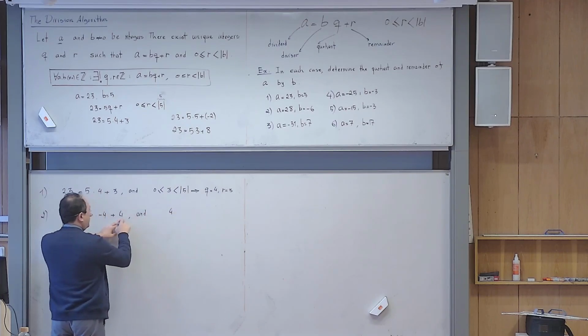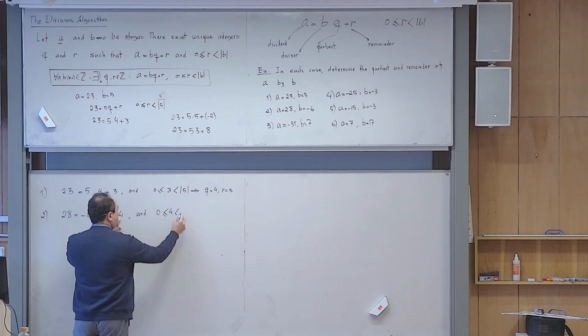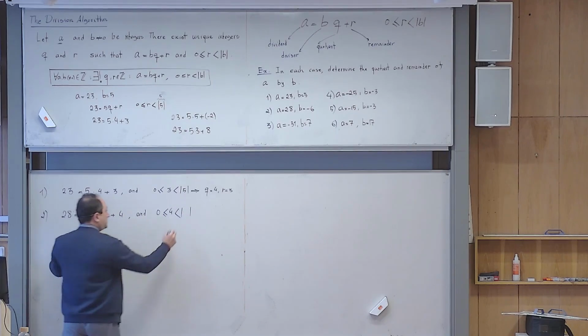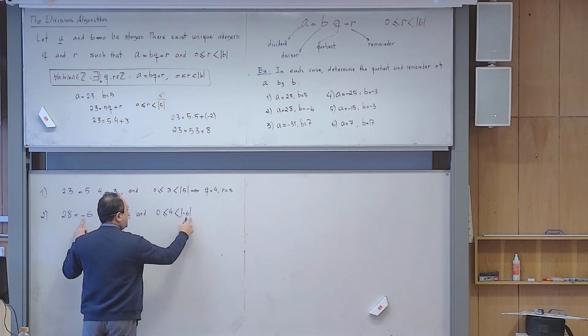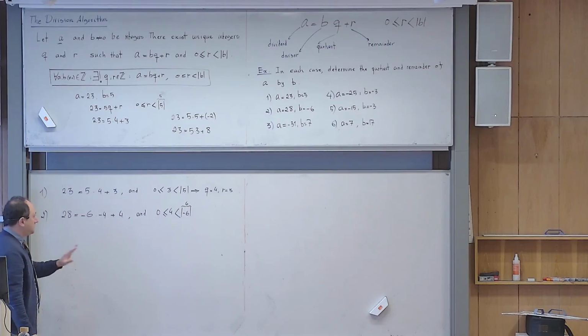So this number 4 should be greater than or equal to 0, which is correct, and it should also be less than the absolute value of your B. Your B is minus 6. So absolute value of B is how much? Is 6. Is that true? Yes. Whenever it is true, it is guaranteed this is the only choice. So don't look for other answers.